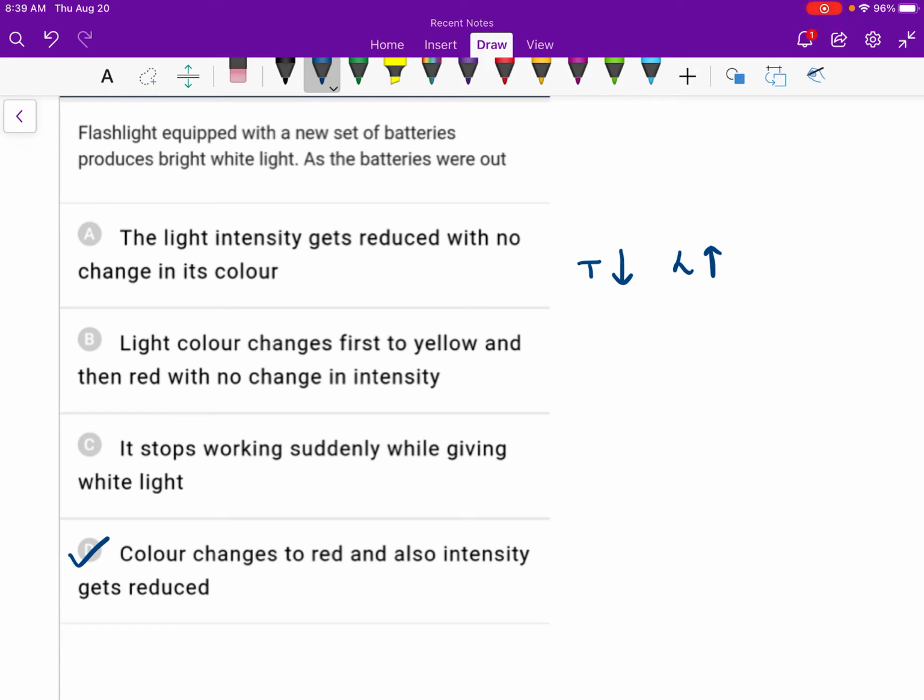The intensity gets reduced with no change in color, this is false. The light color changes first to yellow then red with no change in intensity. See, color will change from yellow to red but with no change in intensity. That's why this is false. It stops working. This is also false. So D is the only correct choice.